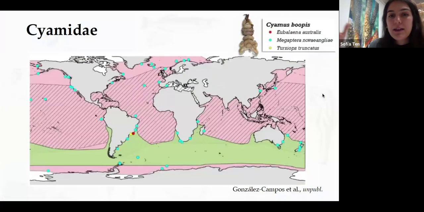As we can see in the map, the blue points are records of this cyamid species on humpback whales, and we find them all over the world because humpback whales migrate so much. But we can see an interesting thing here. We see 2 points that are not blue, they're red and yellow, indicating these are two other cetacean species, a right whale and a bottlenose dolphin. So that raises a question of what is happening here.